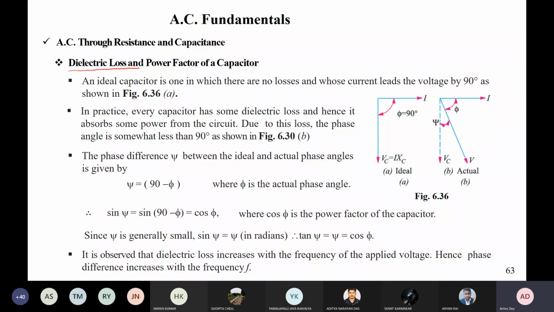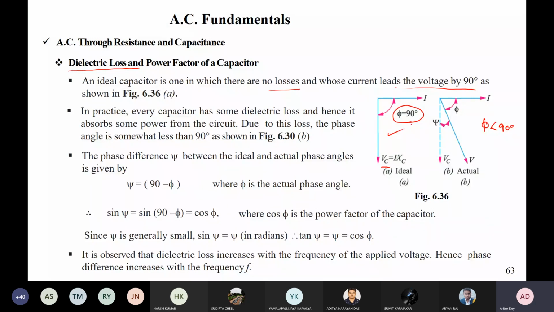theoretically happening, like if this is your VC, then I will be leading by exactly 90 degree. That scenario doesn't occur. So then what happens? It will be phi, which is less than 90 degree, and that happens because of the dielectric loss. So an ideal capacitor is one in which there are no losses and whose current leads voltage exactly by 90 degree, as shown by this figure.